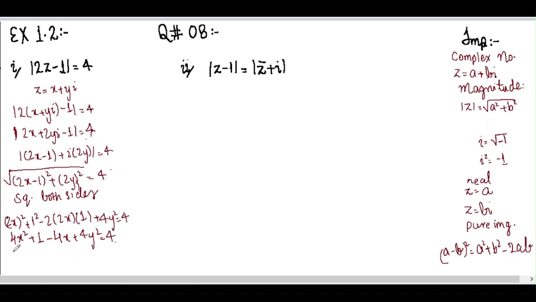Now it becomes 4x square plus 4y square minus 4x. We are just rearranging these terms, okay? Plus 1 minus 4 equals 0. This 4 is brought over here. So our last equation becomes 4x square plus 4y square minus 4x minus 3 equals 0.